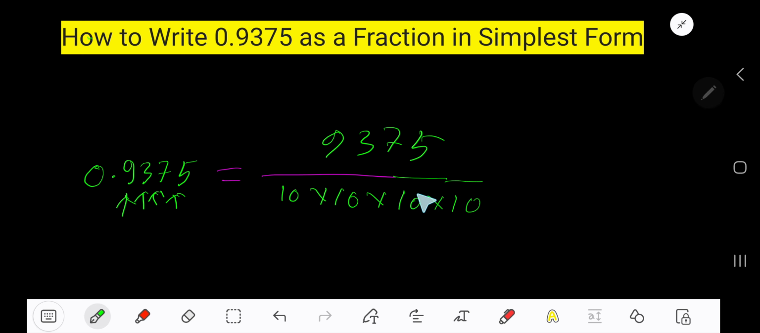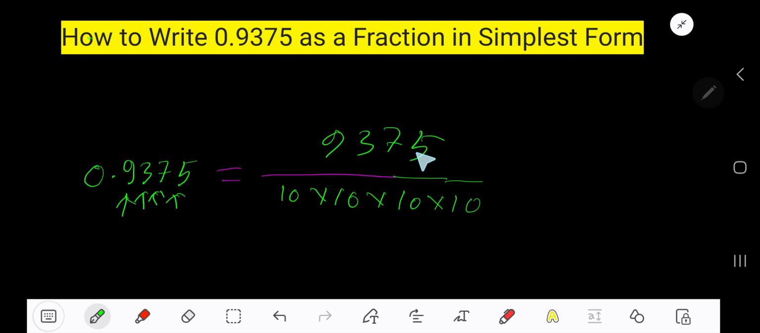9375 over 10000. Now we need to reduce this fraction. So how to do that? If we want to reduce this fraction in one step, then we need to divide the numerator and denominator by the greatest common factor or divisor. And if I want to reduce this fraction in multiple steps, then I need to divide the numerator and denominator by a common factor.